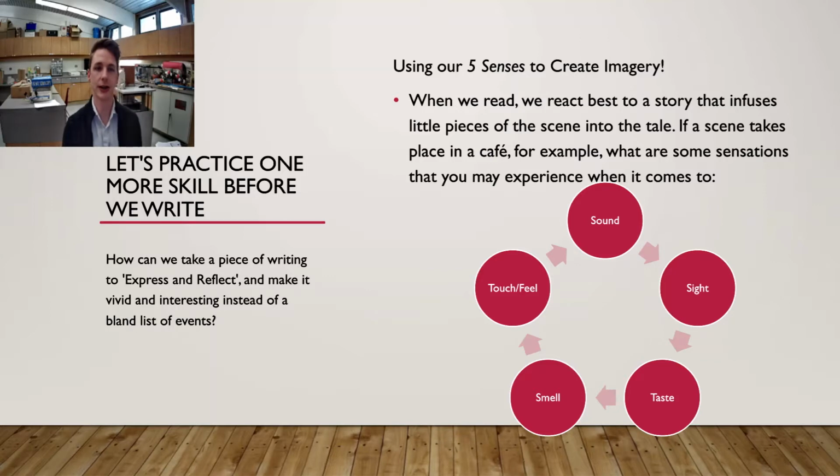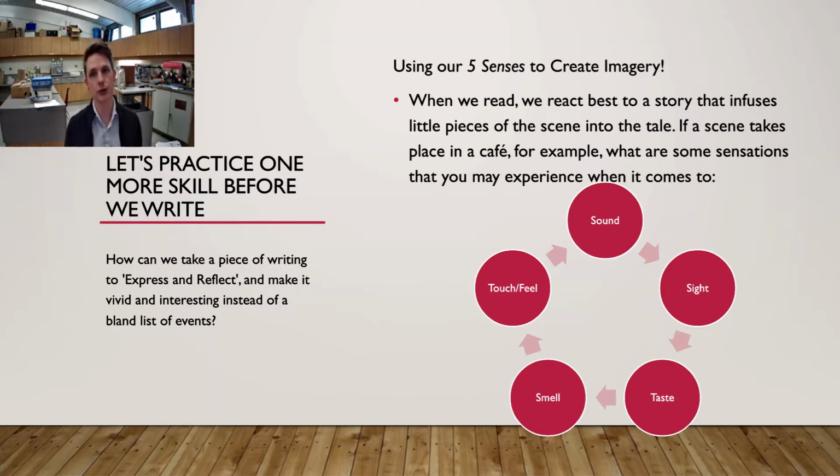First, let's take a look at how we can take a piece of writing to express and reflect, and make it vivid and interesting instead of just a bland list of events. So one way that we can do that, grade 9, is using our 5 senses to create imagery. There are lots of ways to create descriptive writing, but we are going to use our 5 senses today.